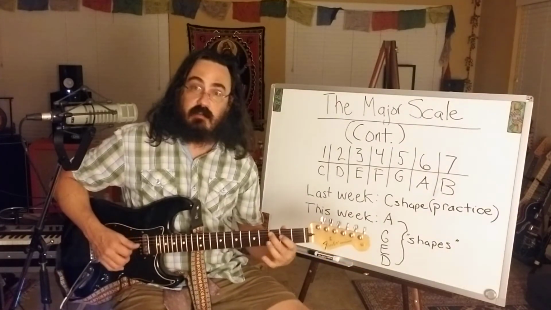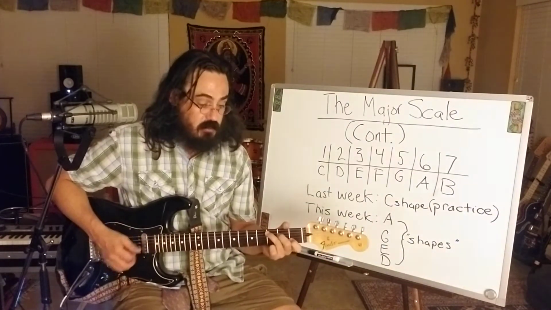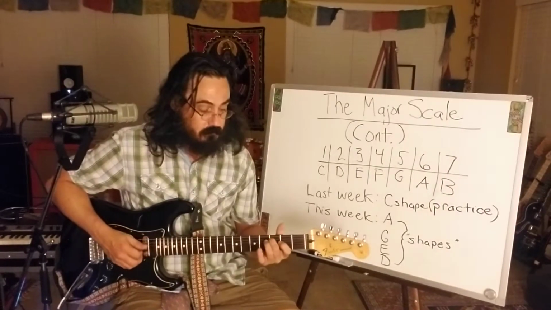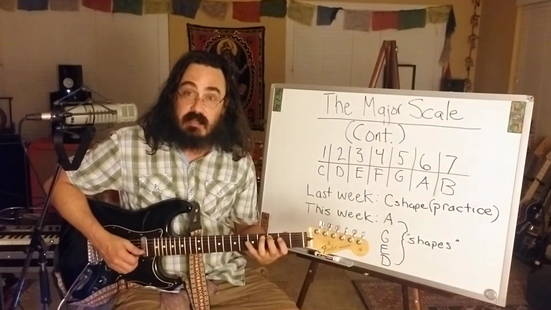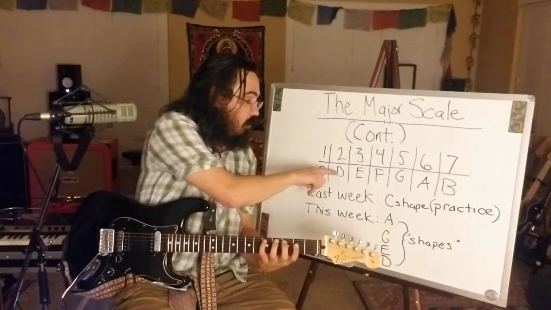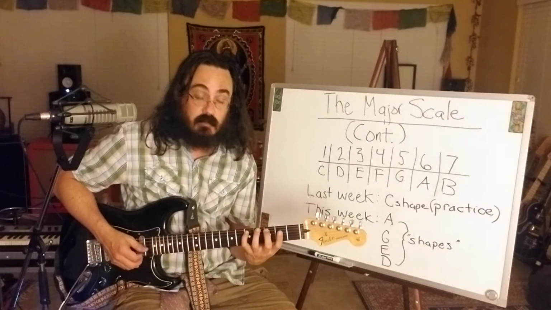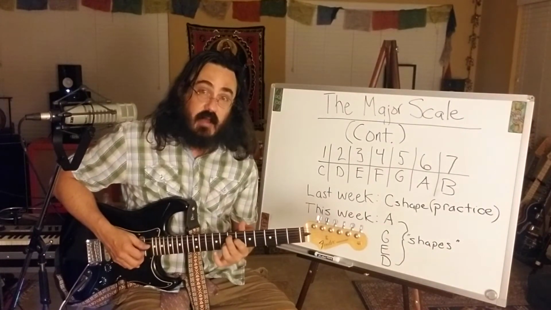So, A shape. Start again, same place I start the C shape, all right? Third fret, A string, that's C, all right? Now I go up a whole step, right? 1 to 2 is a whole step. We learned that last week too. D, okay?